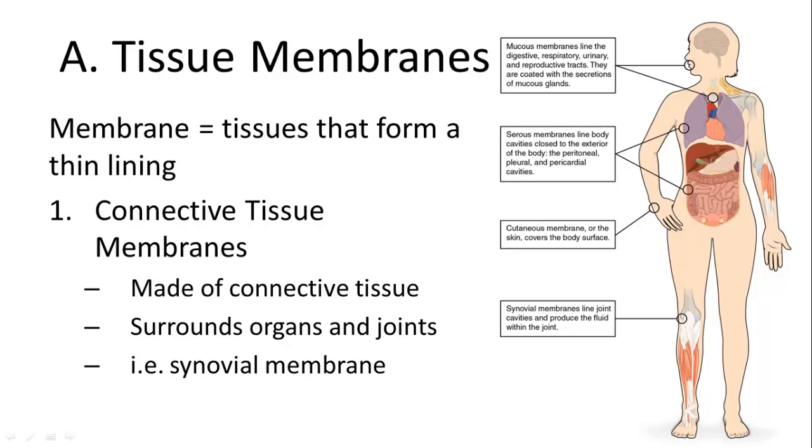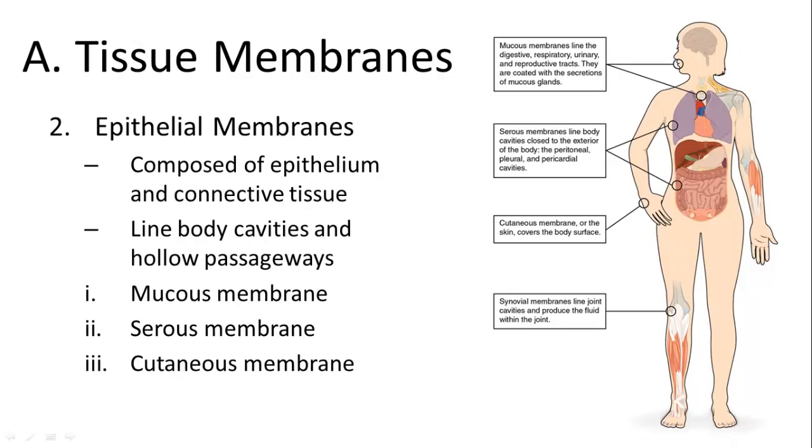It secretes synovial fluid. The other type of tissue membranes are epithelial membranes, and these have both connective tissue and epithelial tissue combined. These are the ones that line body cavities and hollow passageways, and they generally secrete either mucus or serous fluid, which is a substance to prevent friction from damaging cells. And then also your skin is an epithelial membrane. Okay, your cutaneous membrane is also your skin.